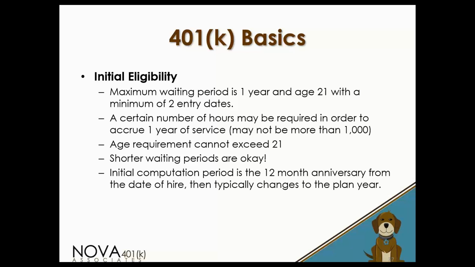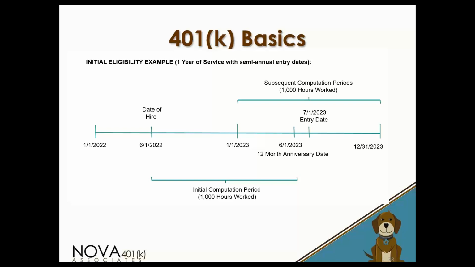Of course, the IRS allows you to make a shorter waiting period. That's okay. So if you don't want employees to wait a year, if you just want them to wait 6 months, you can certainly do that with your plan. Initial computation period for figuring out that year of service is usually the anniversary from their date of hire, but after that, it typically changes to the plan year. And I have an illustration of this.